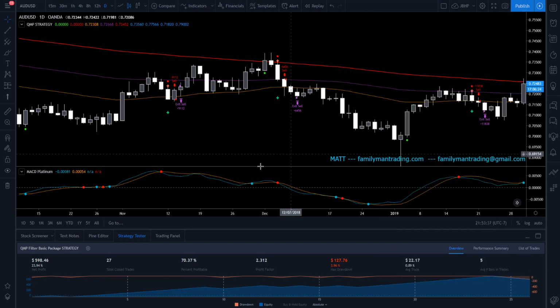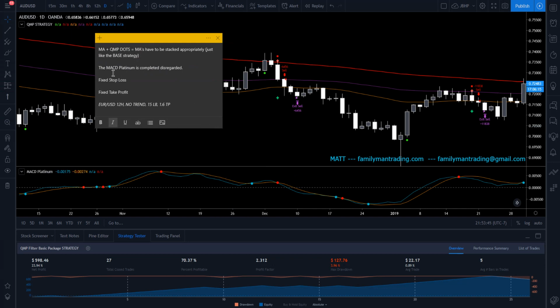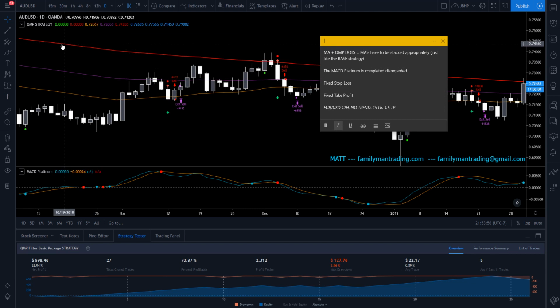Okay, let's move on to the next strategy, setup at least, and I'll show you an example of that one. This one's the MA plus QMP dots. So the MA plus QMP dots is our moving average plus the QMP filter dots. So the MAs have to be stacked appropriately, just like the base strategy. So the screen we're looking at is a perfect example where if we're looking in a downward trend, we have that 240, then the 100, then the 50. They're all angling down, and we have them all fanned out. That's pretty nice to look for sell trades.